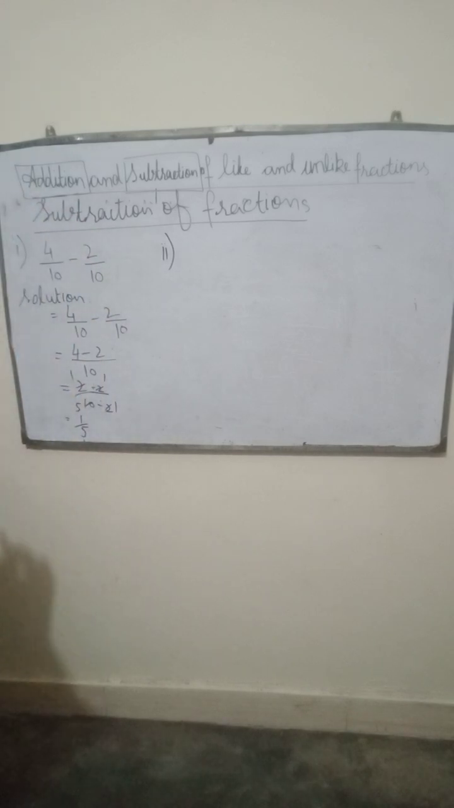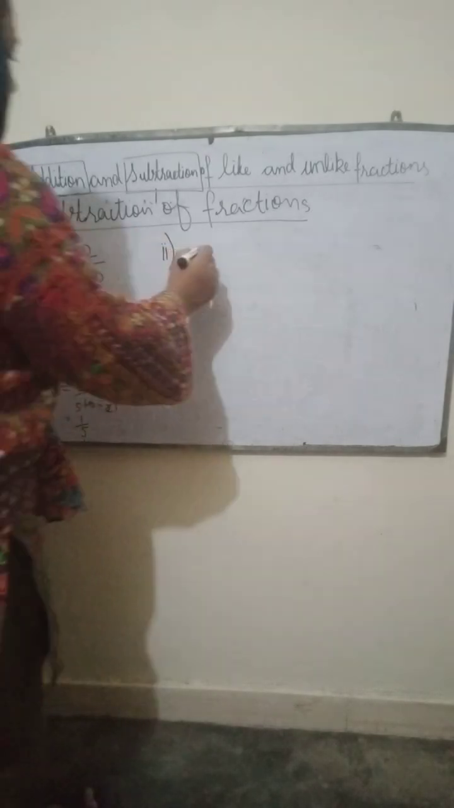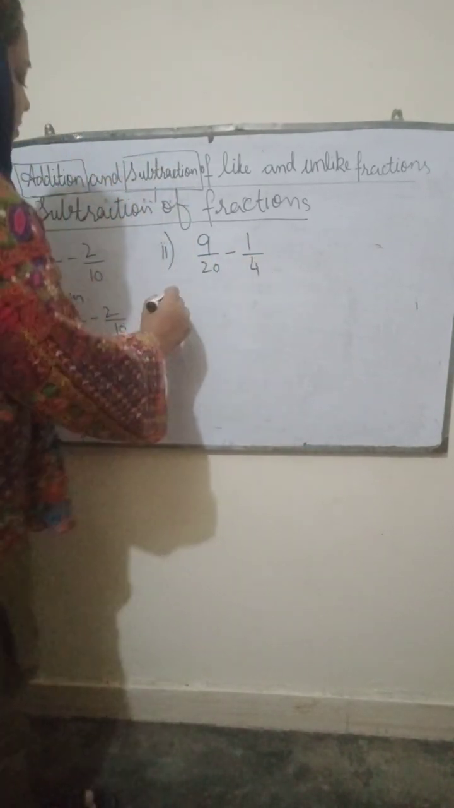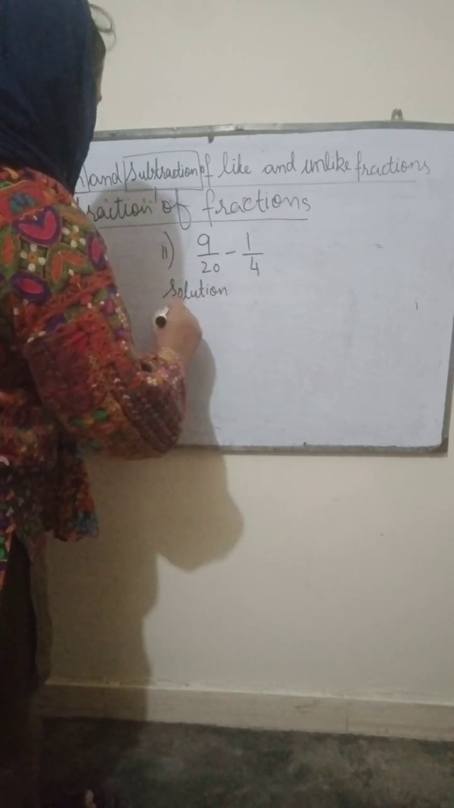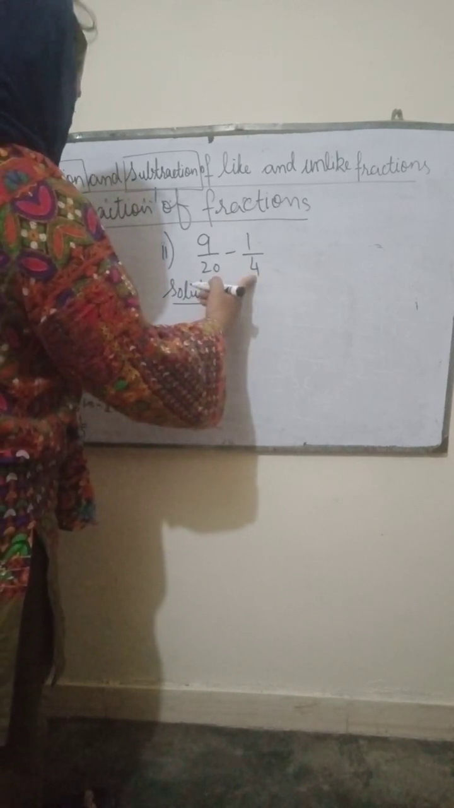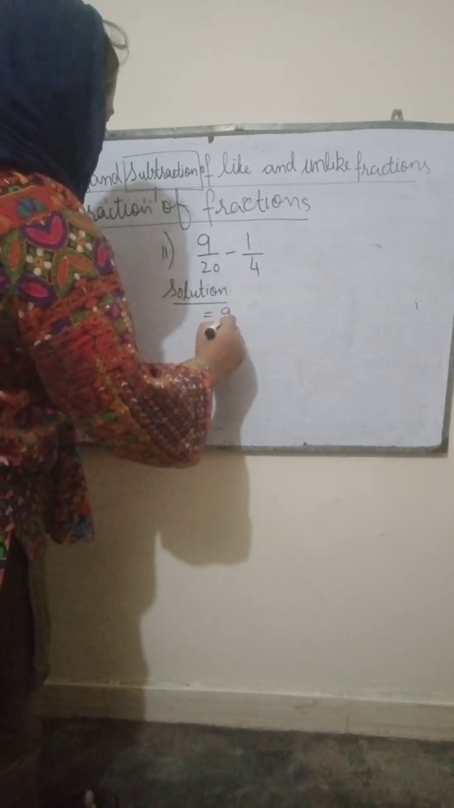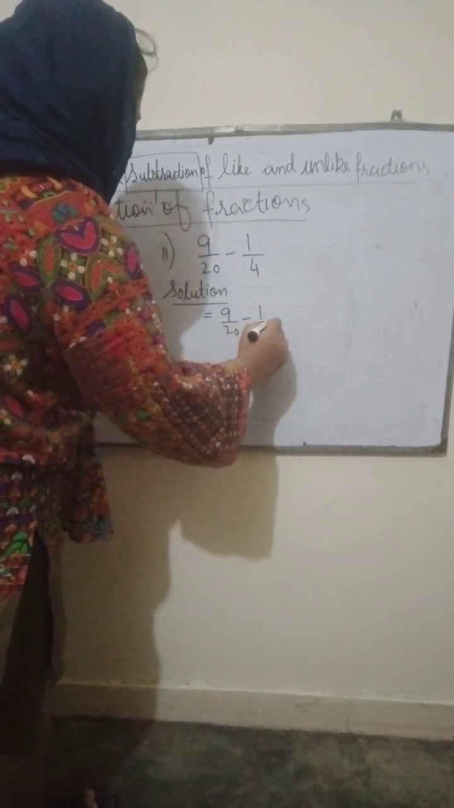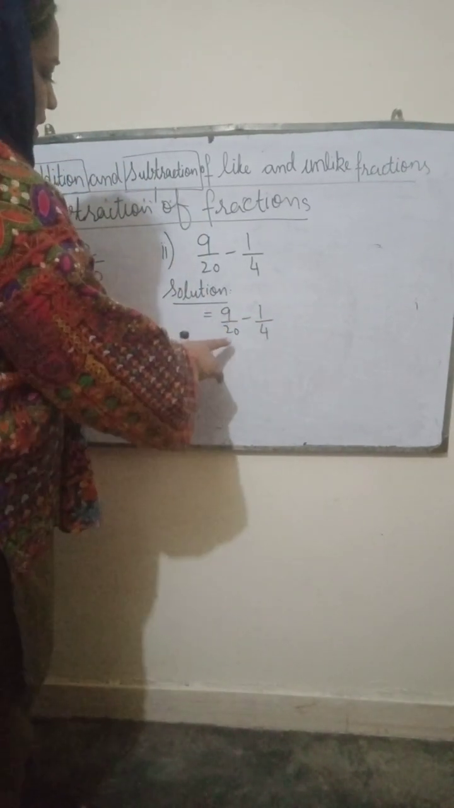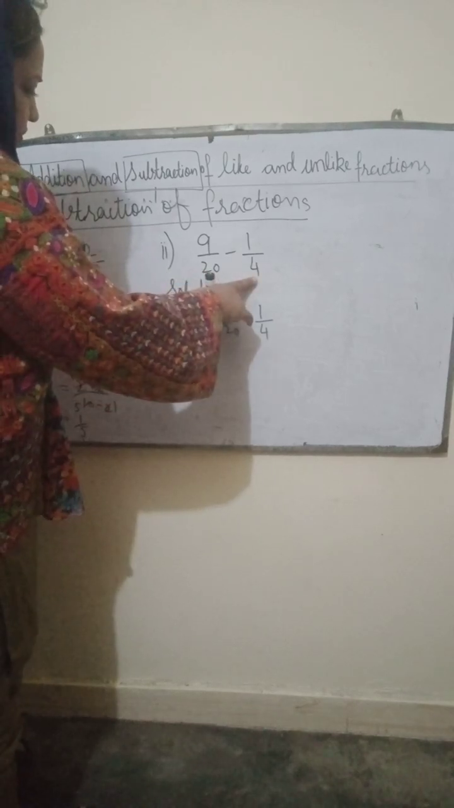Now we are going to discuss another sum, that is 9 by 20 minus 1 by 4. Students, this question is related to unlike fractions. As you can see, the denominators are different. So convert these denominators into like fractions. 20 and 4.